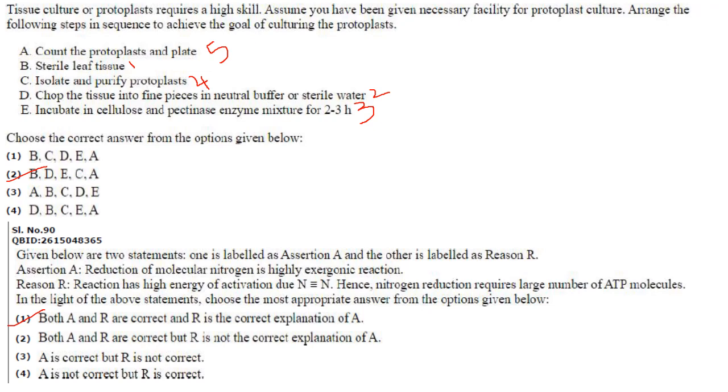One will be sterile leaf tissue. Then you have to chop the tissue into fine pieces in neutral buffer or sterile water. Then you have to incubate in cellulase and pectinase enzyme mixture for 2 to 3 hours. Then you have to isolate and purify your protoplast. Only after treatment with cellulase and pectinase to remove the cell wall, you will get the protoplast. So isolate and purify the protoplast, count the protoplast and plate.